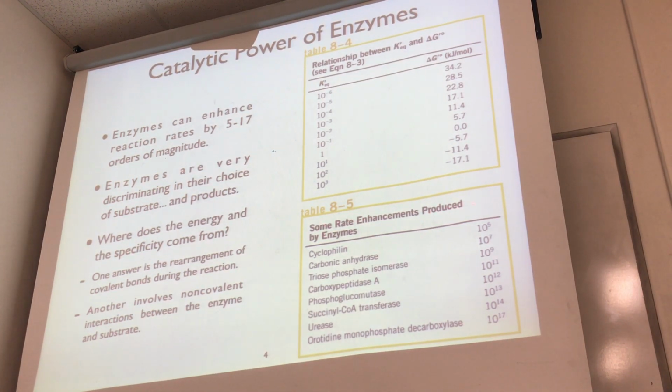Some examples of enzyme rate enhancements: cyclophilin is 10 to the 5th, carbonic anhydrase 10 to the 7th. We've got the extremes, so urease is 10 to the 14th, succinyl-CoA transferase is 10 to the 13th, and orotidine monophosphate decarboxylase 10 to the 17th. So these are incredibly efficient catalysts.